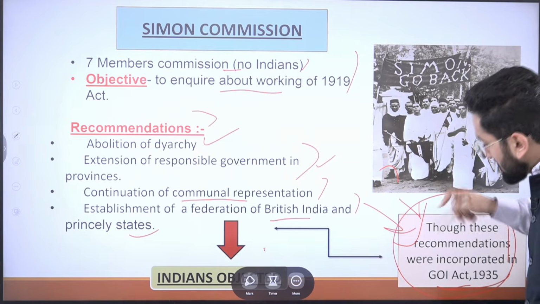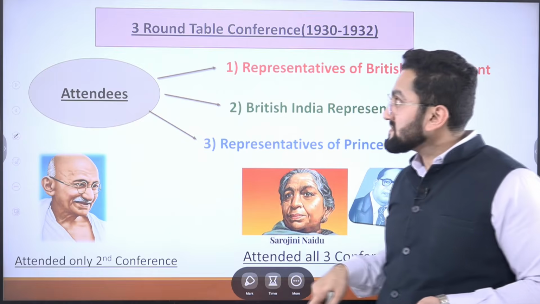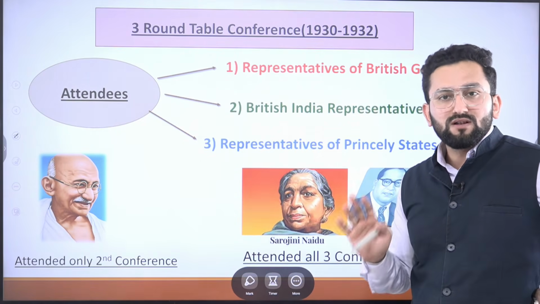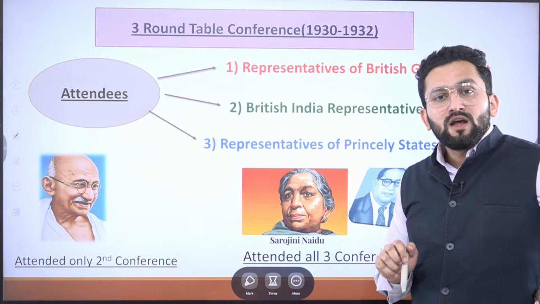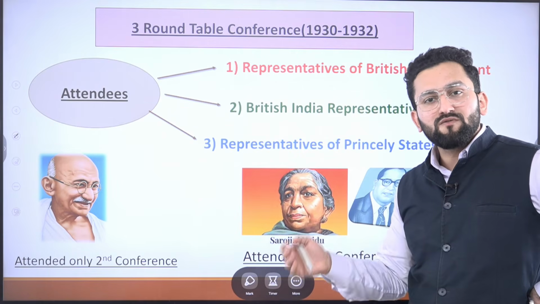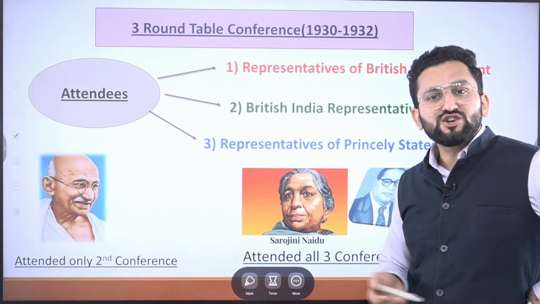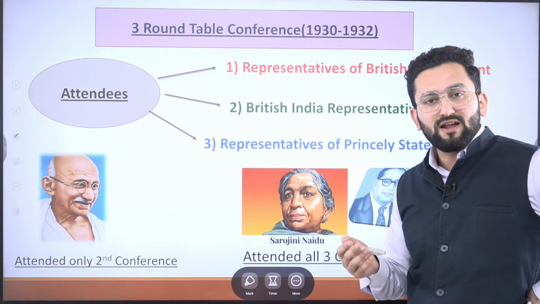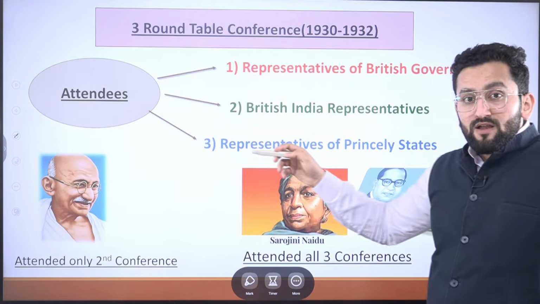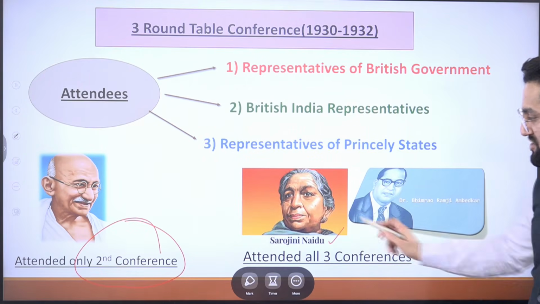Many people miss this particular statement, and this particular statement is used. Please remember it. Now, after this, 3 roundtable conferences happened in London, where the Britishers invited important leaders from all sections of Indian society so that they could listen to their grievances, their suggestions, and check out the future plan of administering British India.